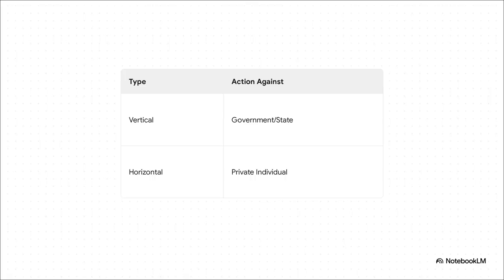Now, direct effect comes in two distinct flavors. Vertical direct effect is when you, as an individual, rely on EU law to take action against your government or a state body. Horizontal direct effect is when you use an EU provision against another private individual or company. Treaties often have both, but keeping this distinction clear is incredibly important when you're tackling those complex exam scenarios that involve different types of secondary legislation.